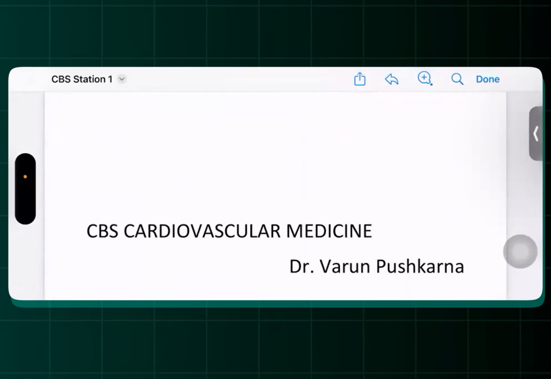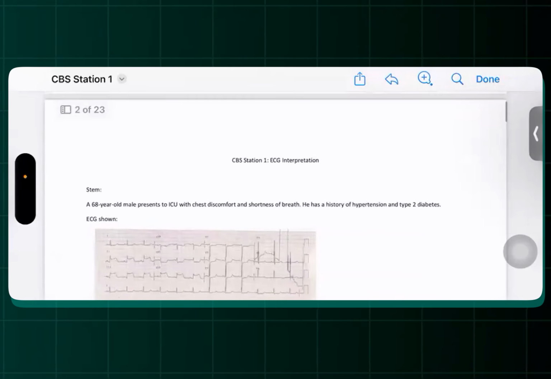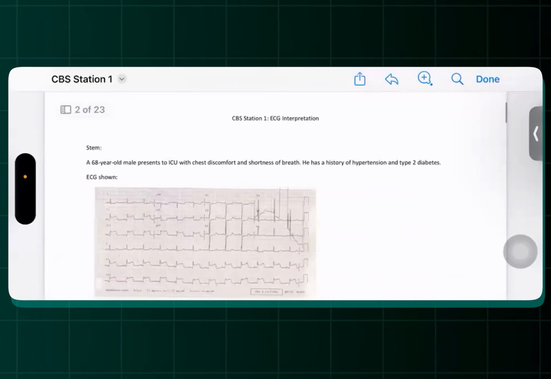So, CBS session is one of the most important ones. It's basically a computer-based session. A computer will generate a scenario, and then it will generate a question, and you will have to answer that question. So, I've just kept a few important cases of cardiovascular science, which are important from the EDIC point of view. Without wasting much time, we will just start with the class.